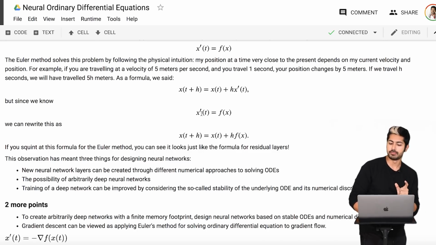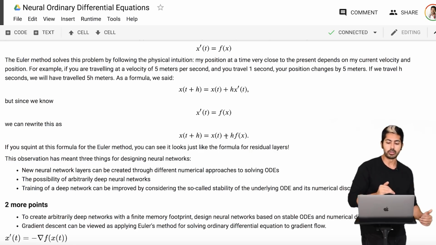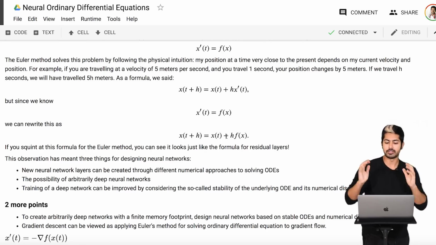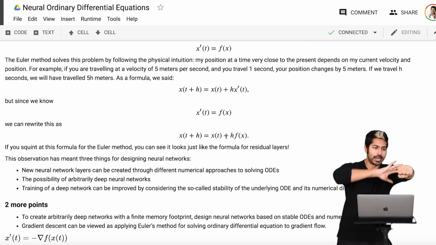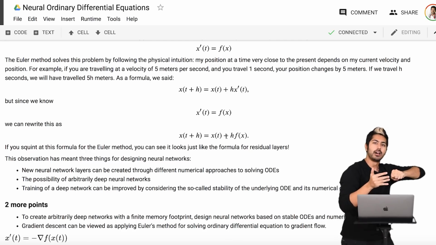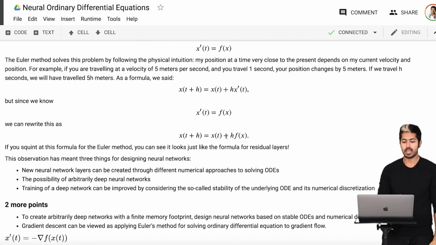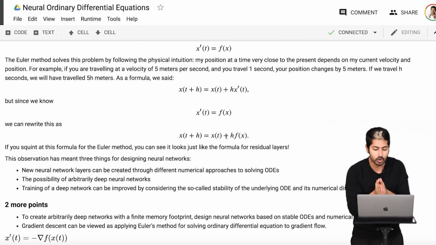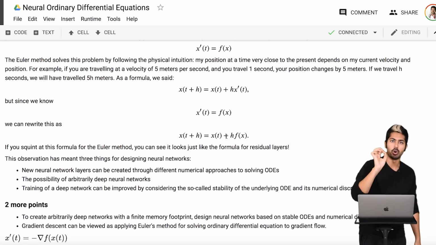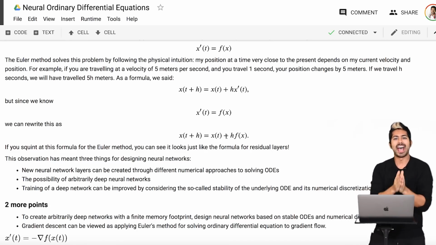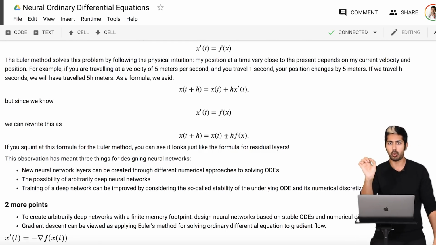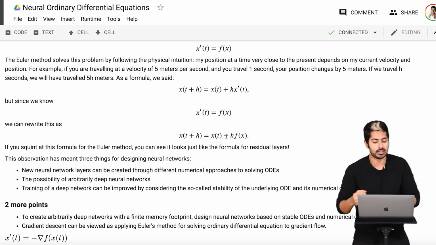But since we know that x prime of t equals f of x, we can rewrite this initial equation as this: x of t plus h is equal to the current position plus the velocity times the number of seconds that we've traveled. So we are computing how far we're traveling by taking wherever we're starting from and adding how far we've traveled by multiplying the velocity by the time. If we squint at this, it's the formula for Euler's method yet again, which also looks like the formula for residual layers. So we are connecting physics to neural networks by framing the residual network equation as a differential equation, just like we did in physics. Differential equations can represent neural networks, and neural networks can be represented as differential equations.